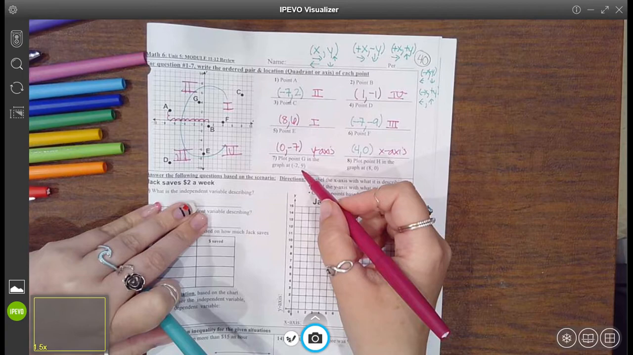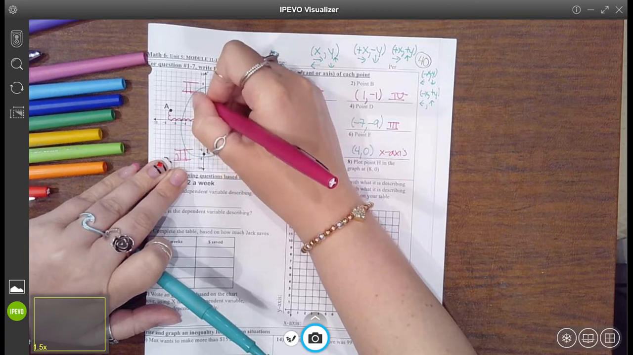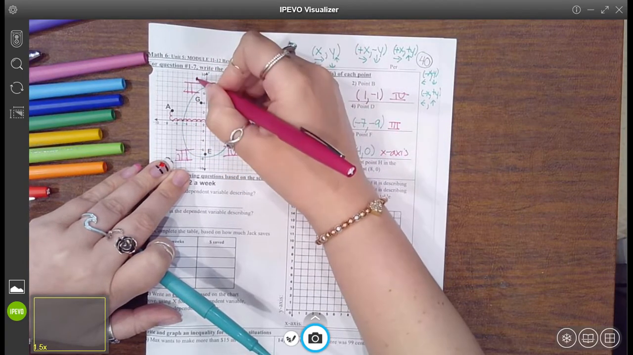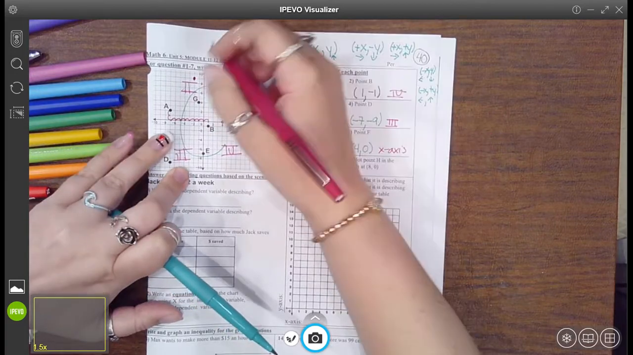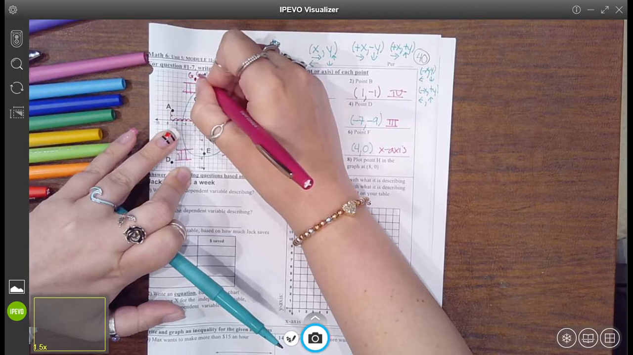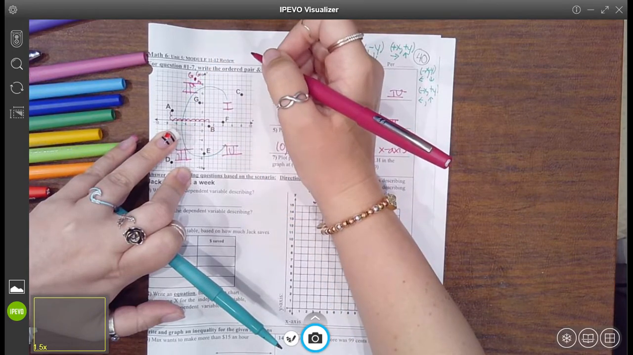Up 9 or down 9? Well, it's positive, so hopefully you said up. Okay, so left 2, up 9 would put you right there. And so you label the point there, and then your G, you can put there, there, there, or there, right? Okay.